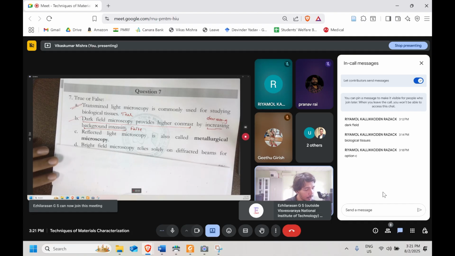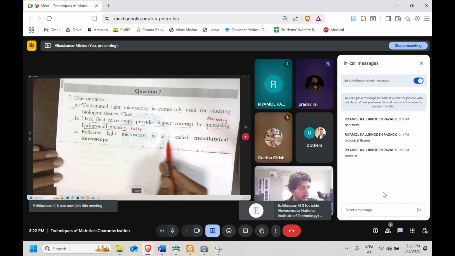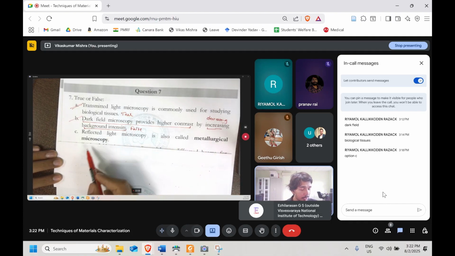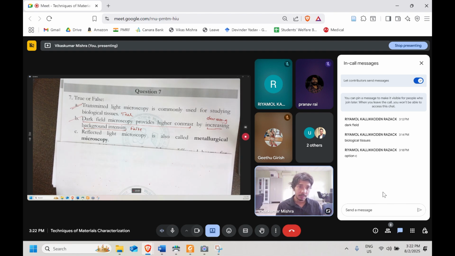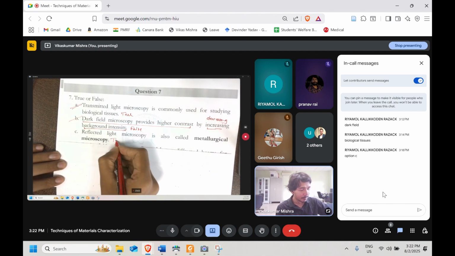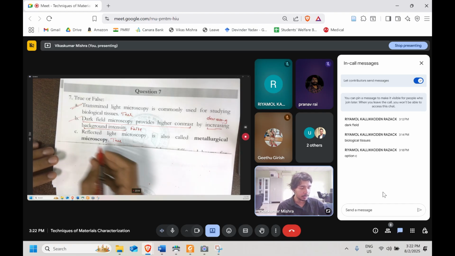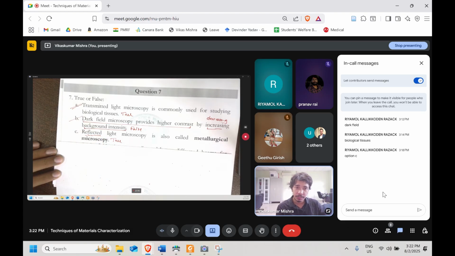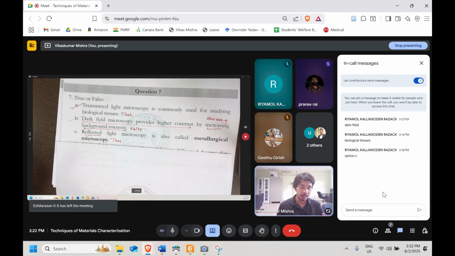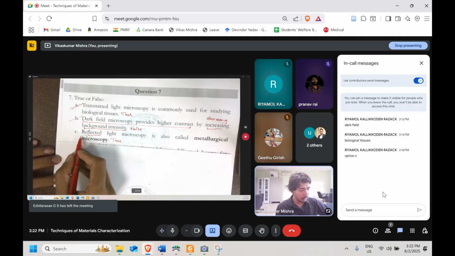Okay, let's go to the next question. Reflected light microscopy is also called metallurgical microscope. The answer here is true. Why is it true? Most metallurgists deal with specimens which are opaque, and so reflected light microscopy is quite beneficial for them. Like for me, I never use transmitted electron microscopy, and I'm a metallurgist. I am only using the reflected one.